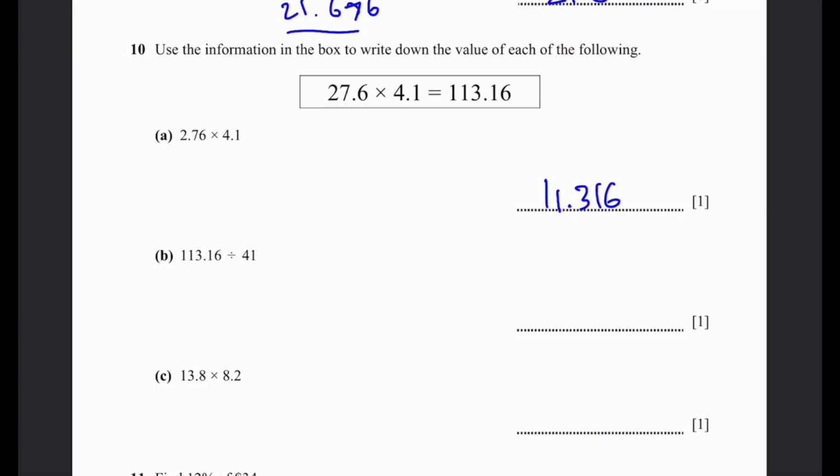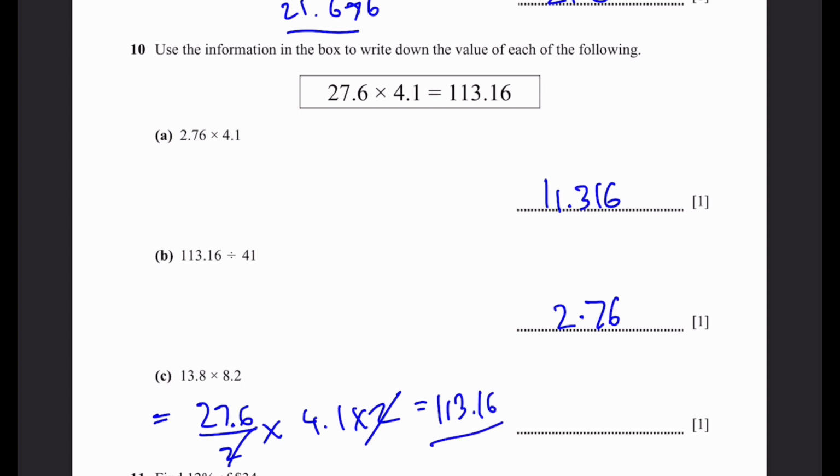B, 113.16 by 41. Because we multiply this number by 10, we have to divide this number over here by 10 to get the same answer, which is 113.16. So we have to divide by 10, 2.76. C, 13.8 into 8.2. 13.8 is equal to 27.6 by 2, and 8.2 is equal to 4.1 into 2. These two will cancel out, so it's just 27.6 into 4.1, which is 113.16.